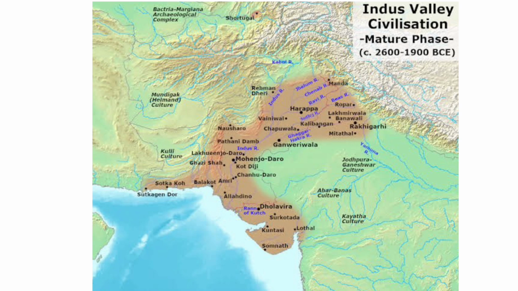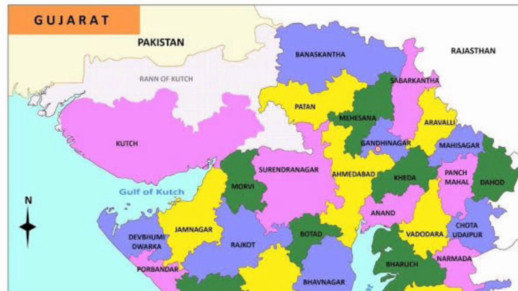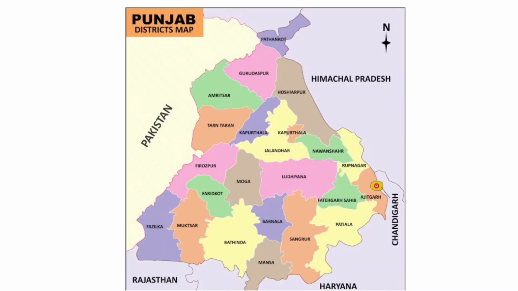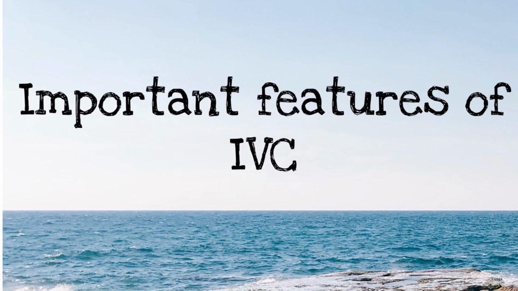Let's know some important sites of the civilization. Harappa and Mohenjo-daro in Pakistan, Lothal and Dholavira in Gujarat, Ropar in Punjab, Kalibangan in Rajasthan. So that's all for today's segment. In the next segment of the chapter, we will explore the important features of IVC.